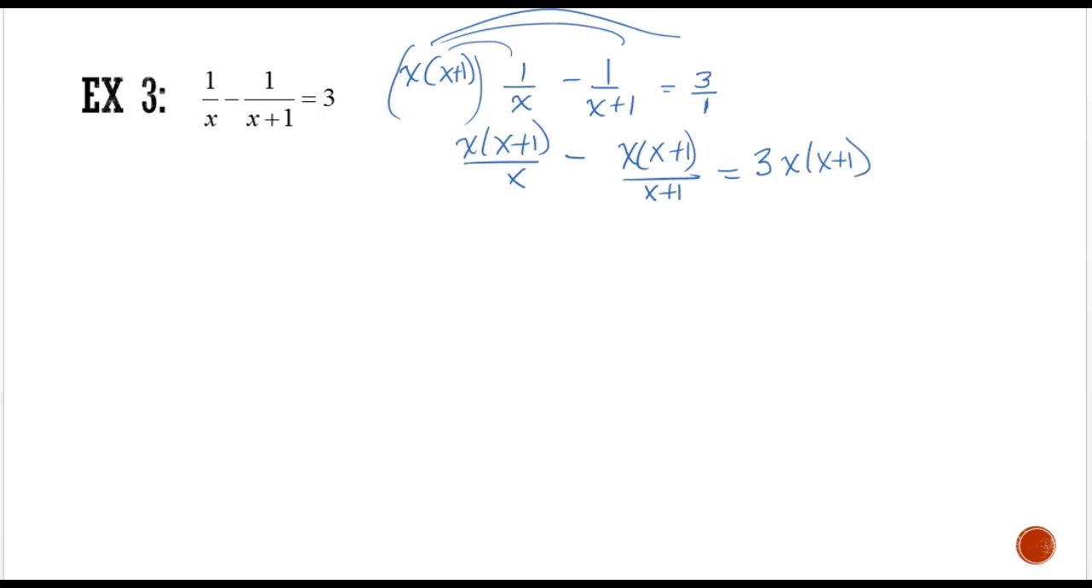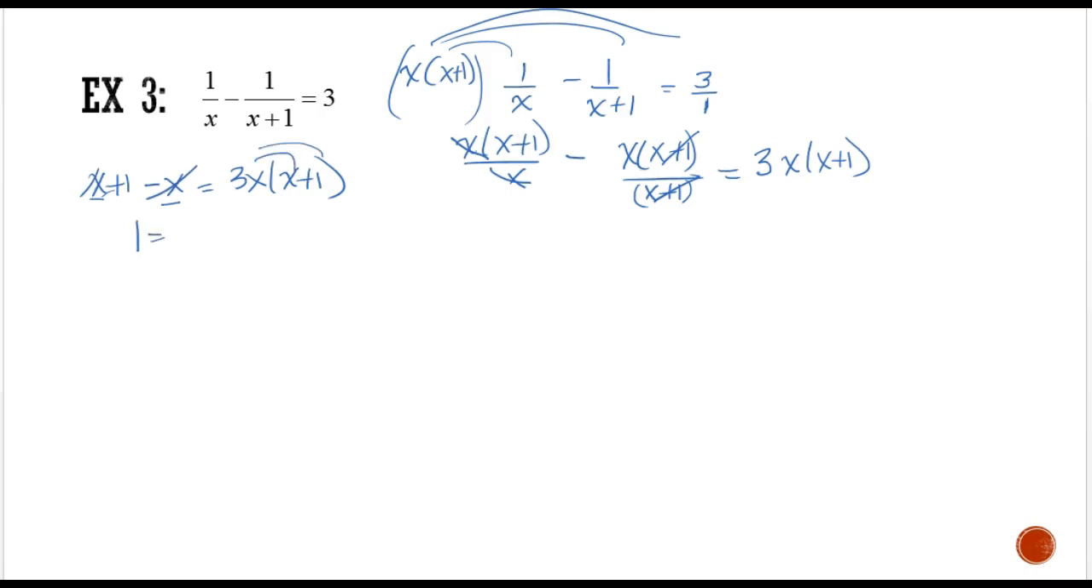All right, now let's clean it up. These x's here cancel out, and I'm left with x plus 1. Over here, the x plus 1 binomial cancels out, so I'll have minus x. And over here, it's all going to be there, 3x times x plus 1. So let's see what happens here. We have x minus x. Those cancel. So I have 1 left over on the left.